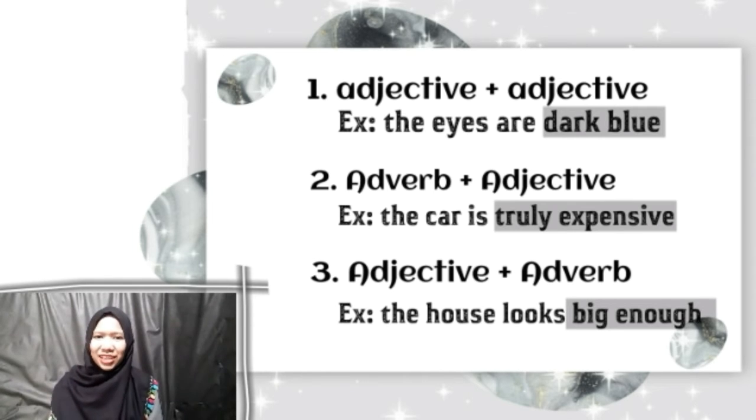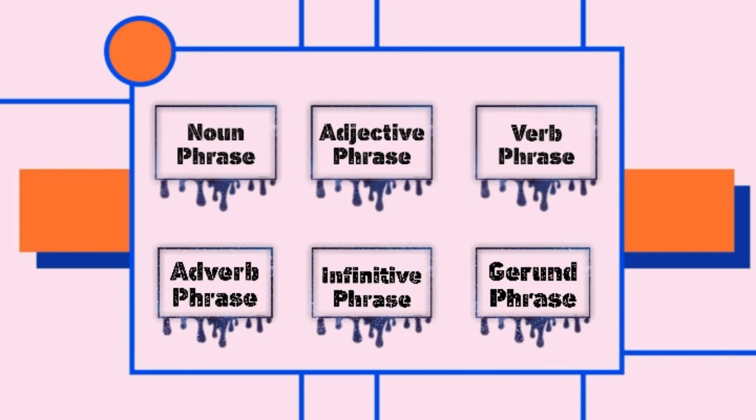Number 3, adjective plus adverb. Example, the house looks big enough. In this sentence, big enough is the adjective phrase. Big as the head, enough as the modifier. I think that's enough for the adjective phrase. Let's go to the verb phrase.